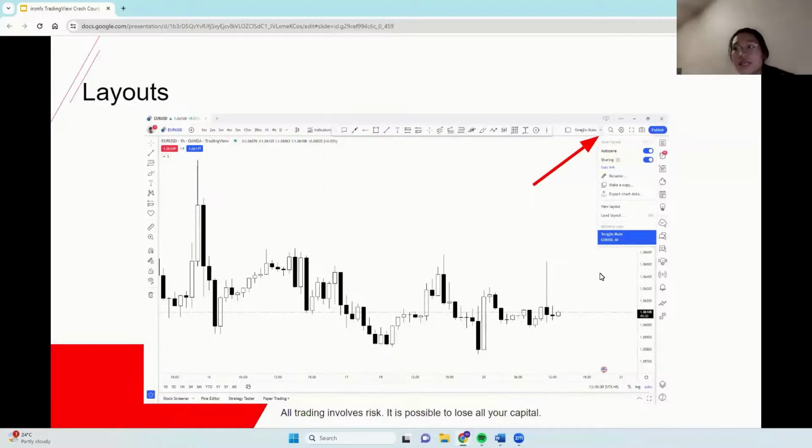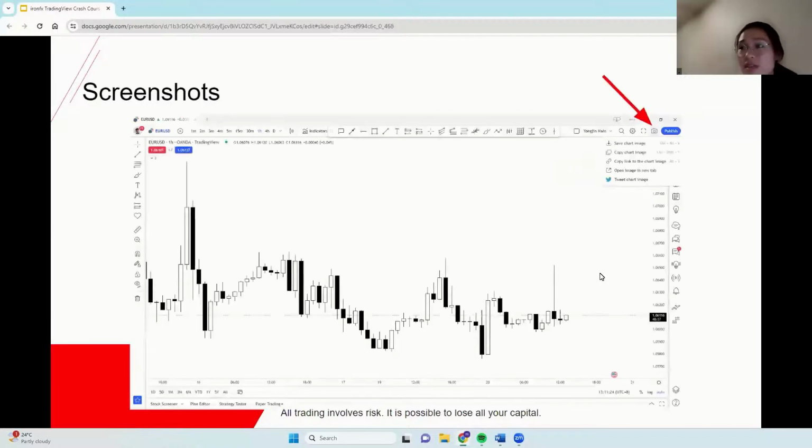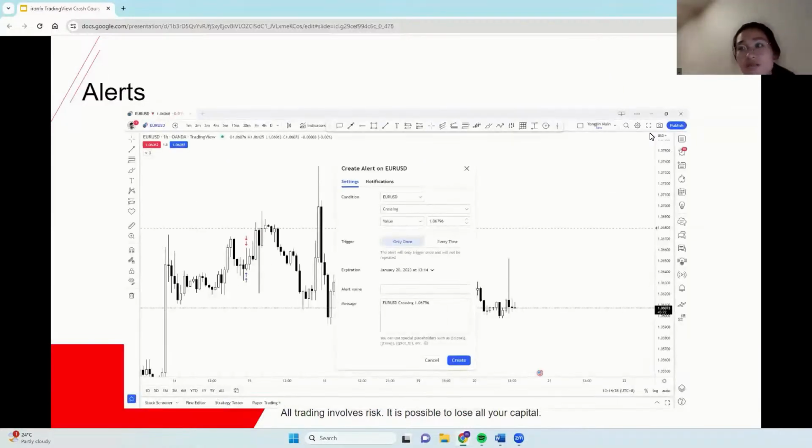Layouts, so you can add multiple layouts as well to make your analysis easier. Okay, and screenshots. Just click on this camera icon and it's easy for you to share your analysis onto other platforms. Okay, some alerts. So you can also indicate what are the conditions for buy or sell. So it will alert you if those conditions are met.